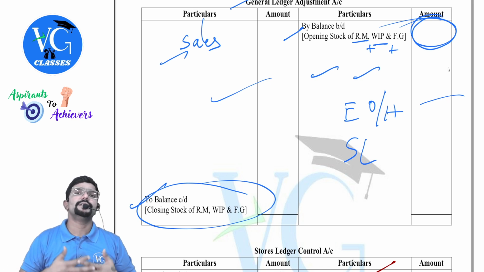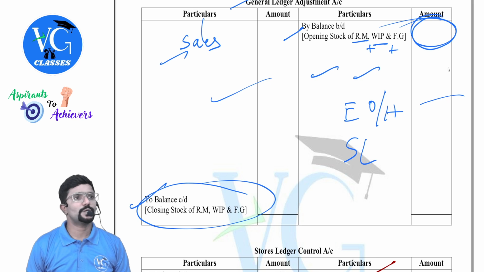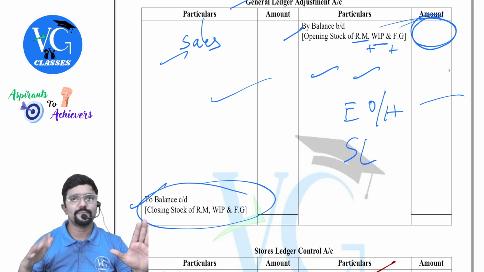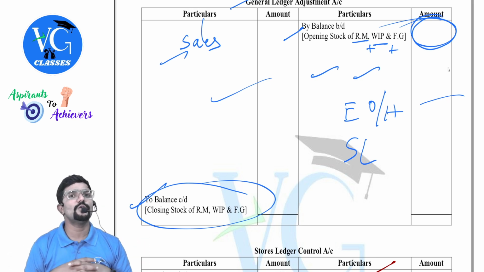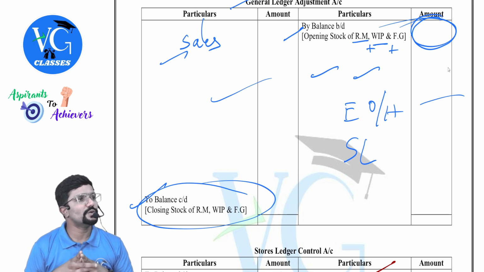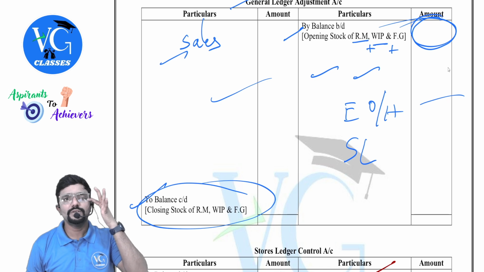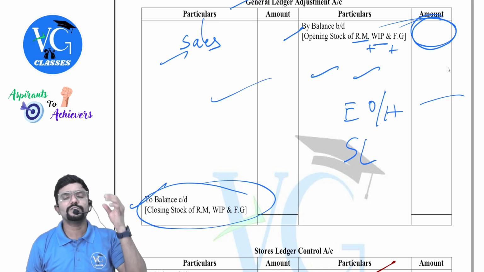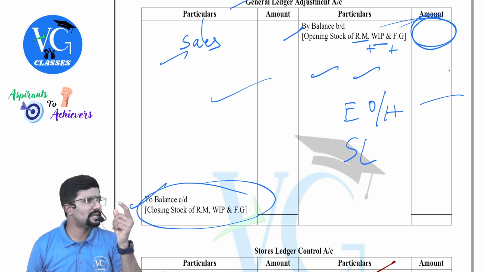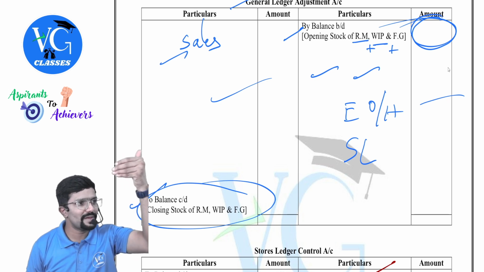Clear? Yes. Next is administrative overhead account. Incurred would be debited, absorbed would be credited. Absorbed will go to which account? Finished goods control account. Now coming to finished goods control account, asset account. So debit balance, opening balance, closing balance.